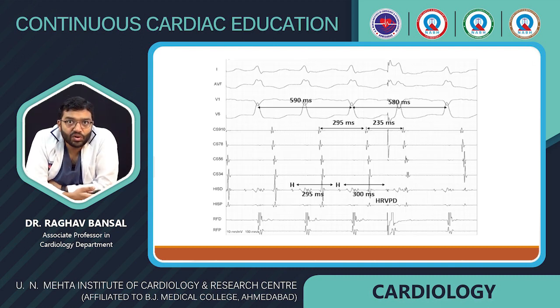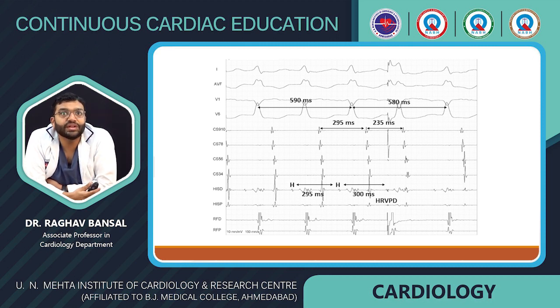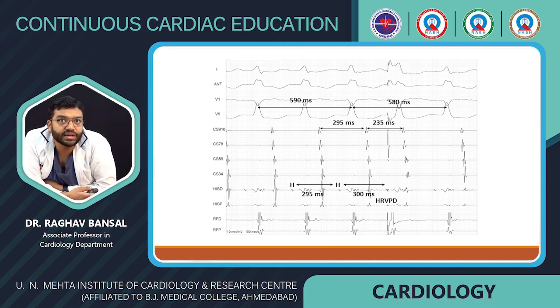So this is an example of a His refractory PVC. Let us look at this example very carefully. There is a tachycardia going on in the first 3 beats, and the cycle length of the tachycardia is 295 milliseconds. So we give a PVC, which is seen on the 4th beat with a broader QRS and a pacing spike seen at the RF distal, which is placed in the ventricle.